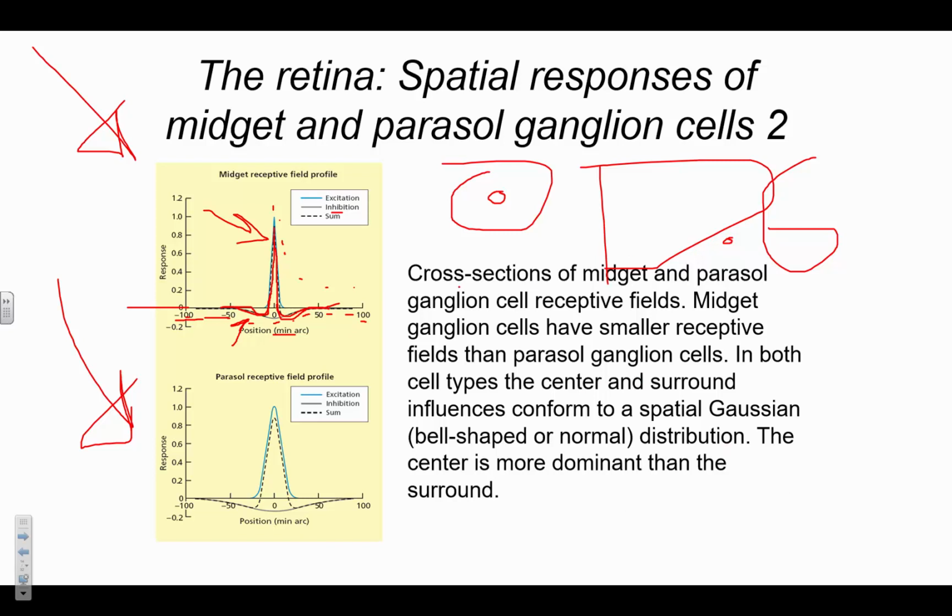So this is a midget receptive field, and here's a parasol receptive field. What do you notice that's different between the two of these? The parasol is wider. Yeah, the width, right? Why would we want most of the cells in our eyes to be these midget cells? They're smaller, right?